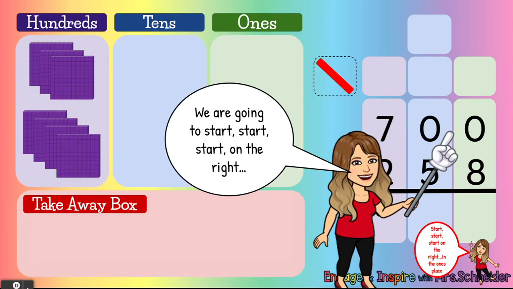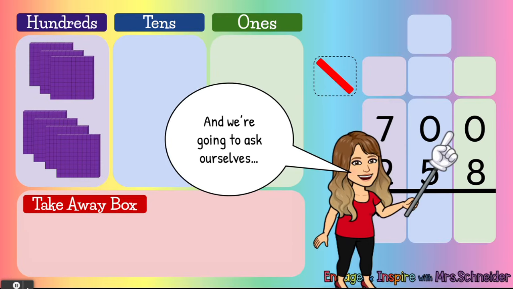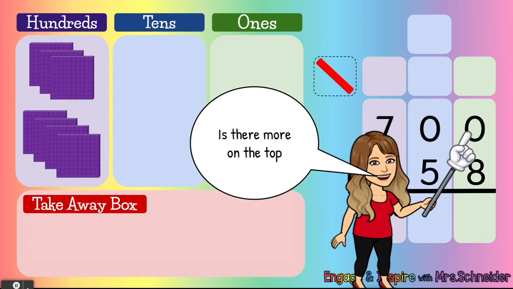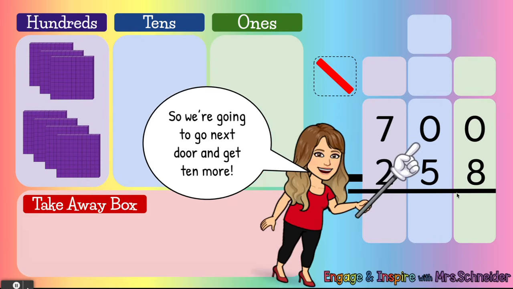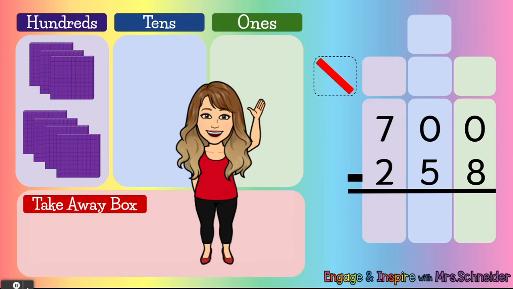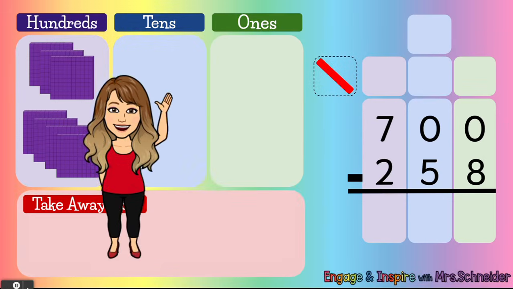We're going to start on the right in the ones place. And we're going to ask ourselves, is there more on the top or more on the floor? What do you guys think? Is there more on the top or more on the floor? There's more on the floor. So we're going to go next door and get 10 more. Here I go. I'm going next door.